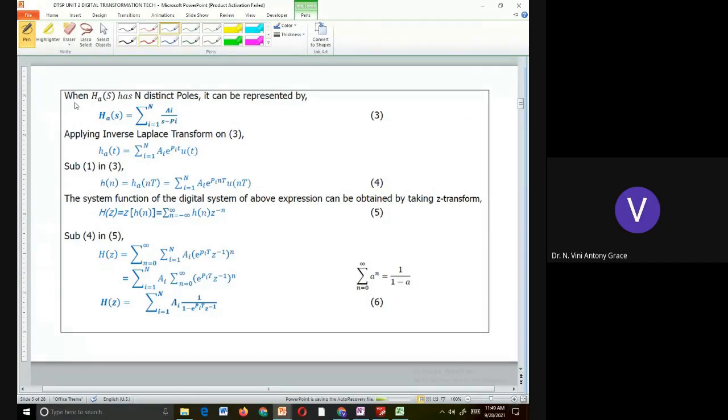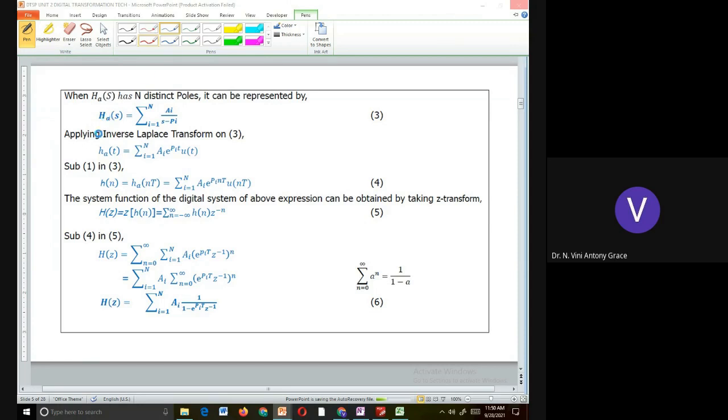So we have considered an analog transfer function, HA of S. This is the analog transfer function, and it is expressed in such a way that it has n distinct poles by means of partial fraction expansion. We have expressed this HA of S as a sum of n distinct poles, summation i equals 1 to n, Ai by S minus Pi. So this is the initial step. This is the HA of S that we have taken into consideration, for which we have to find what is H of Z.